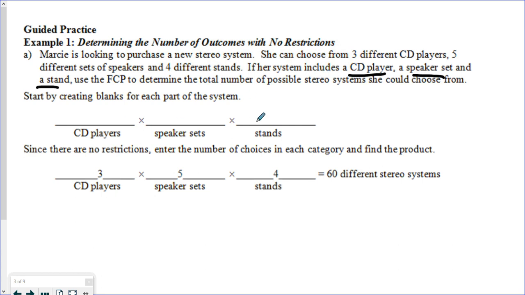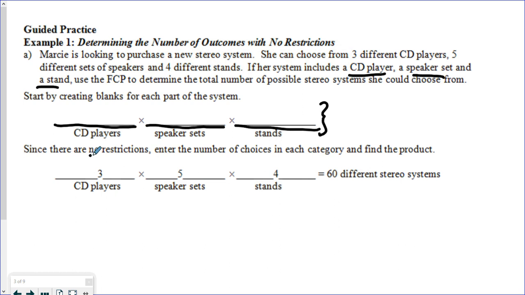So I do this all the time for these questions. This is just kind of how you set it up, is I always make these little blanks. And usually I will define it underneath, and we'll see why that gets important. It seems pretty easy for the first couple questions that you think that this isn't important, but for FCP questions, I always write out what I'm looking for. So we have CD players, we have speaker sets, and we have stands.